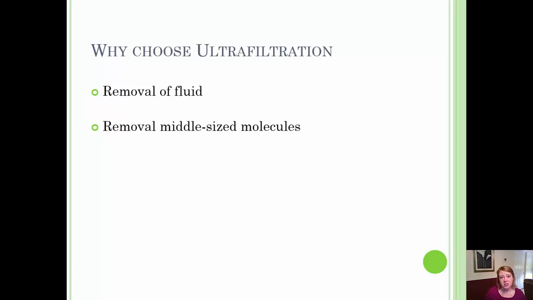Which leads us to our discussion of why would you choose ultrafiltration? When would ultrafiltration be indicated? Primarily, whenever you need to remove fluid from a patient. So if they're simply in fluid overload due to any other cause not related to renal failure, you could do ultrafiltration. Or if their electrolytes do not indicate a need to remove any type of electrolyte overbalance or underbalance, and there's no need to make that adjustment, and you're truly only removing fluid, then you would choose ultrafiltration. We also talked about using ultrafiltration to remove those middle-sized molecules.